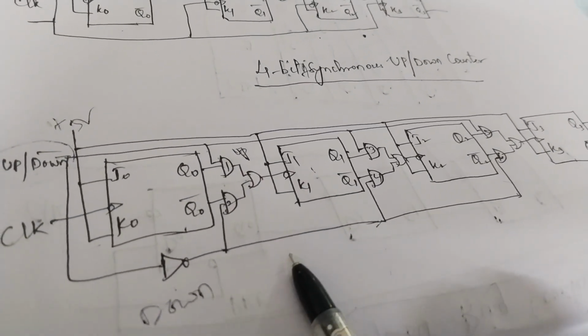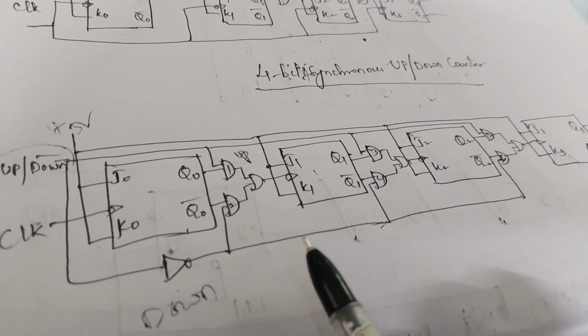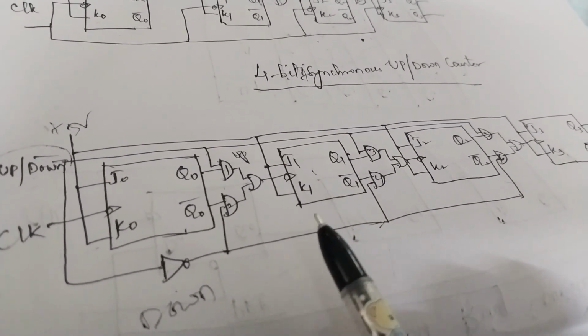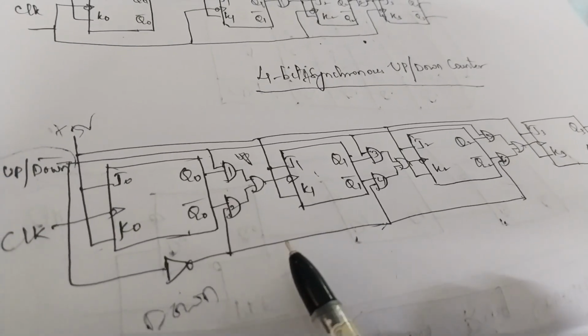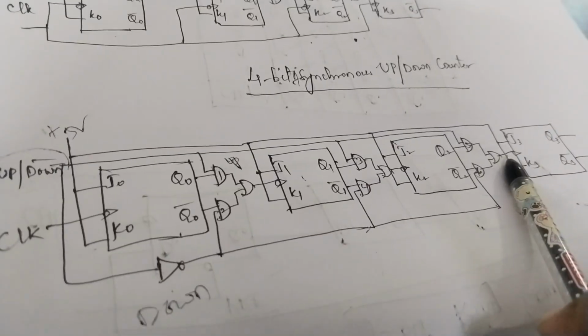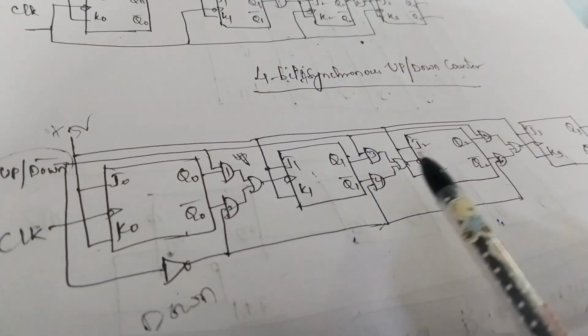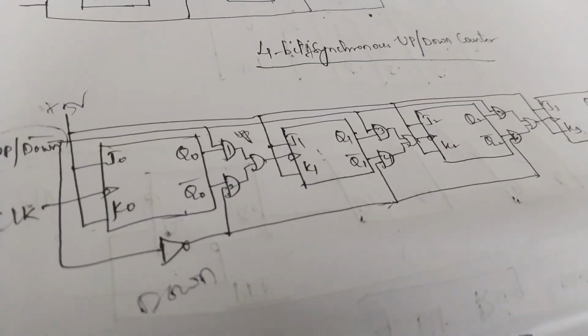I will tell you the detailed functionality of the up or down counter in my next video, because if I continue in this video it becomes too lengthy and you get bored. But as of now, just remember the circuit diagram. If it is asked for 3-bit in the examination, then you have to draw only 3 flip-flops.